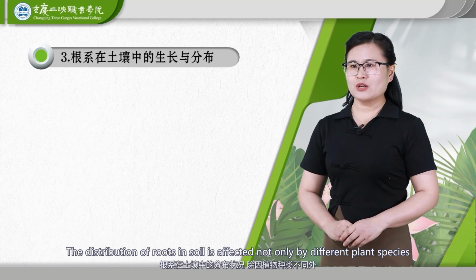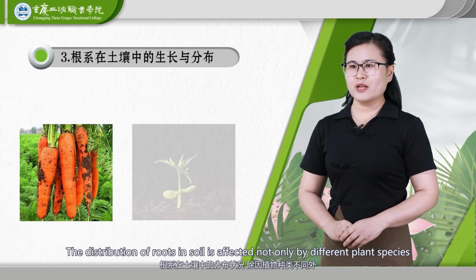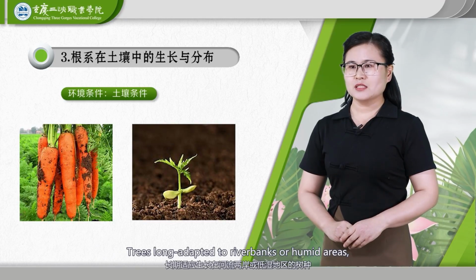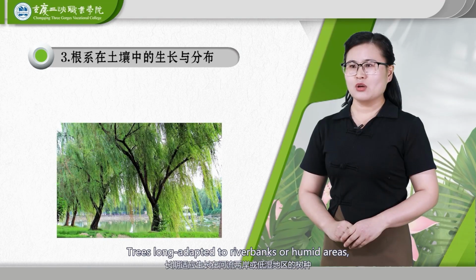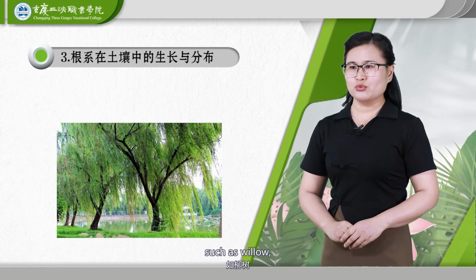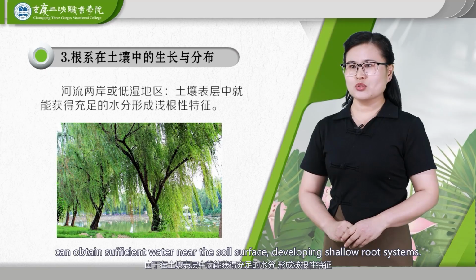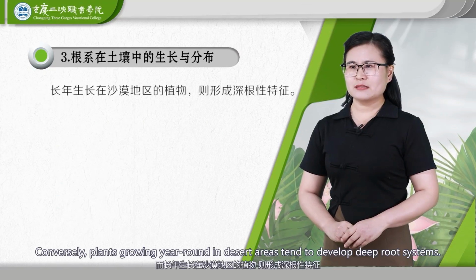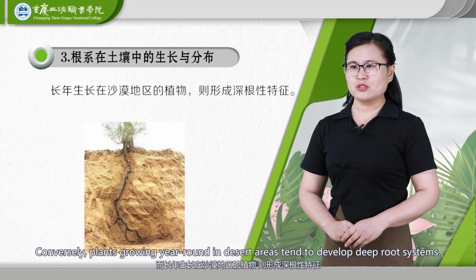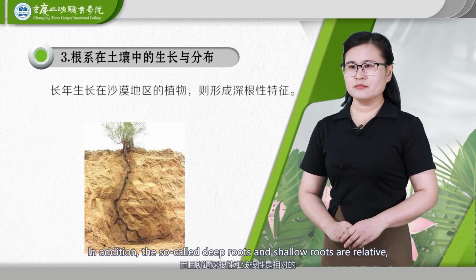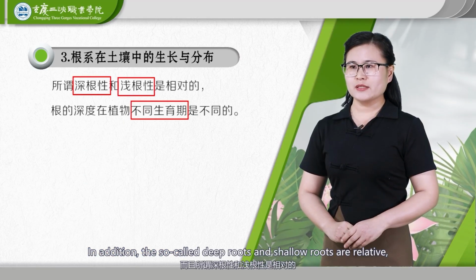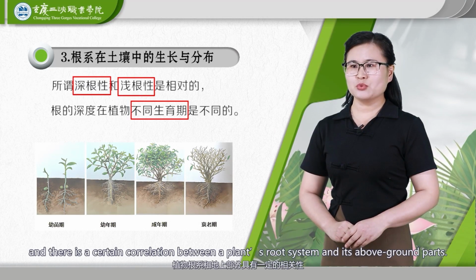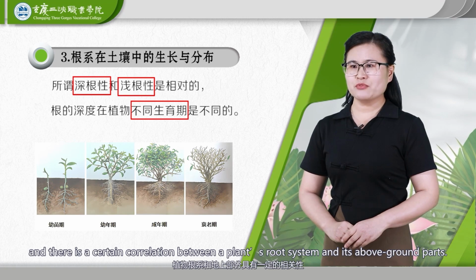The distribution of roots in soil is affected not only by different plant species, but also by environmental conditions, especially soil conditions. Trees long adapted to riverbanks or humid areas, such as willow, can obtain sufficient water near the soil surface, developing shallow root systems. Conversely, plants growing year-round in desert areas tend to develop deep root systems. In addition, the so-called deep roots and shallow roots are relative, and the depth of roots is different in different growth stages of plants, and there is a certain correlation between a plant's root system and its above-ground parts.